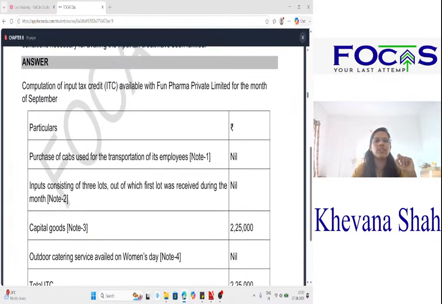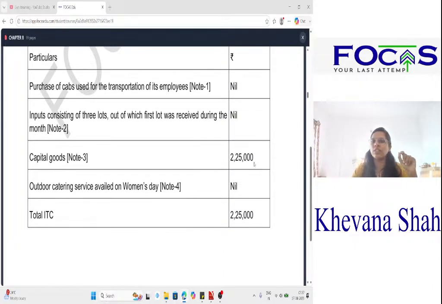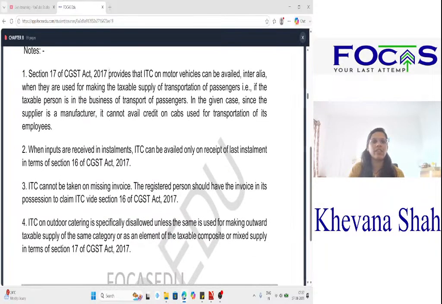So, purchase of cabs used for transportation of its employees: nil. Inputs consisting of three lots out of which only the first is received: nil. For capital goods, as I told you, ITC is not available on the 25,000 amount out of 2,50,000, so ITC is allowable only on 2,25,000. Then catering service will not be allowed. So the total ITC that will be allowed in this case will be 2,25,000. And we have written the reasons for the same.